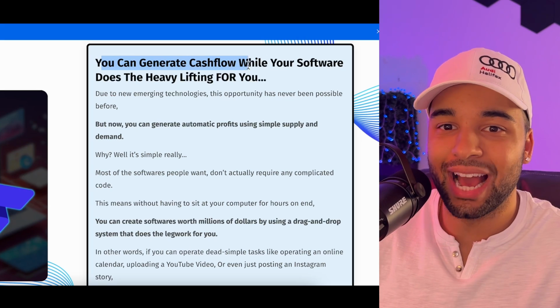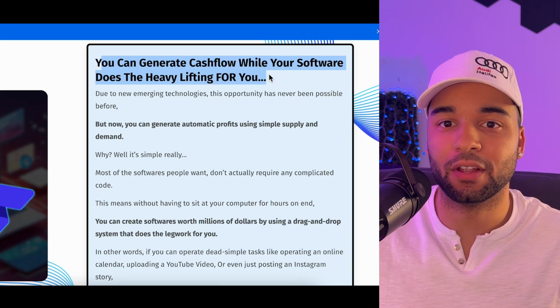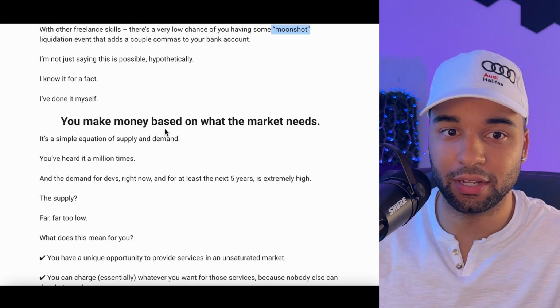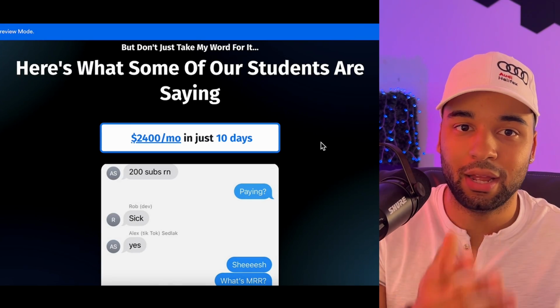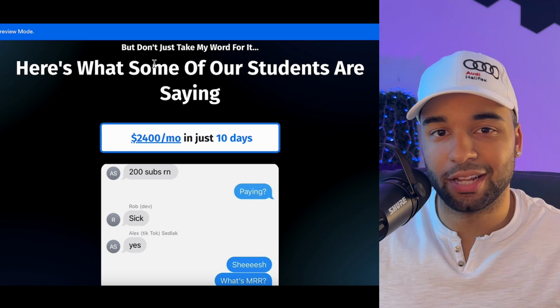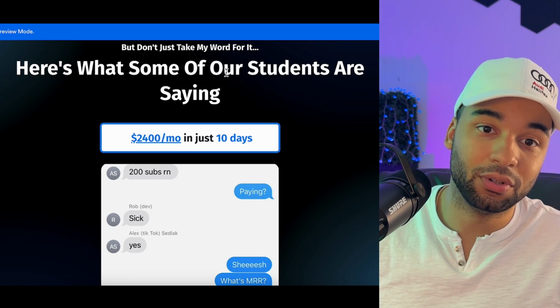You can generate cash flow while your software does the heavy lifting for you. That's my scroll stopper. His is you make money based on what the market needs. I think mine's better. I'm not going to read the whole thing. Again, you can pause the video and check it out if you would like. Don't just take my word for it. Here's some of what our students are saying.